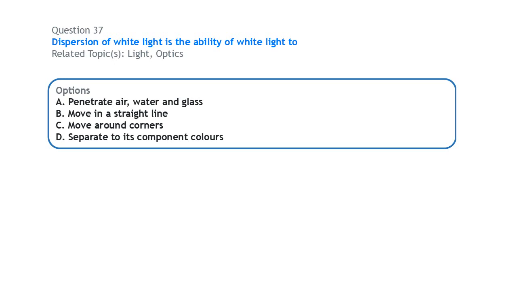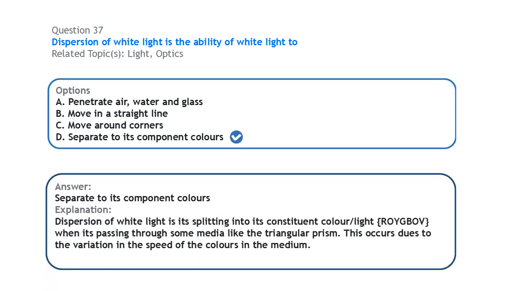Dispersion of white light is the ability of white light to separate into its constituent colors. These 7 colors make up the white light: ROYGBIV, that is red, orange, yellow, green, blue, indigo, and violet. So dispersion of white light is the splitting of white light into these colors.